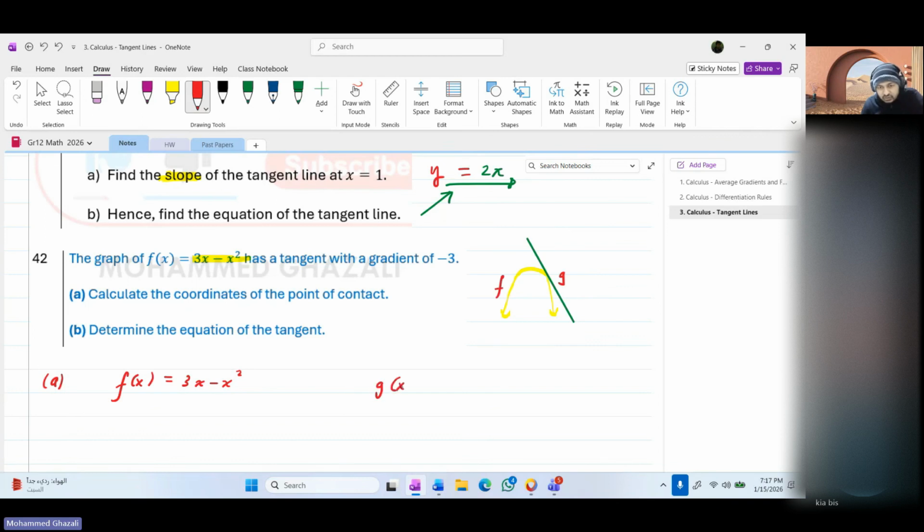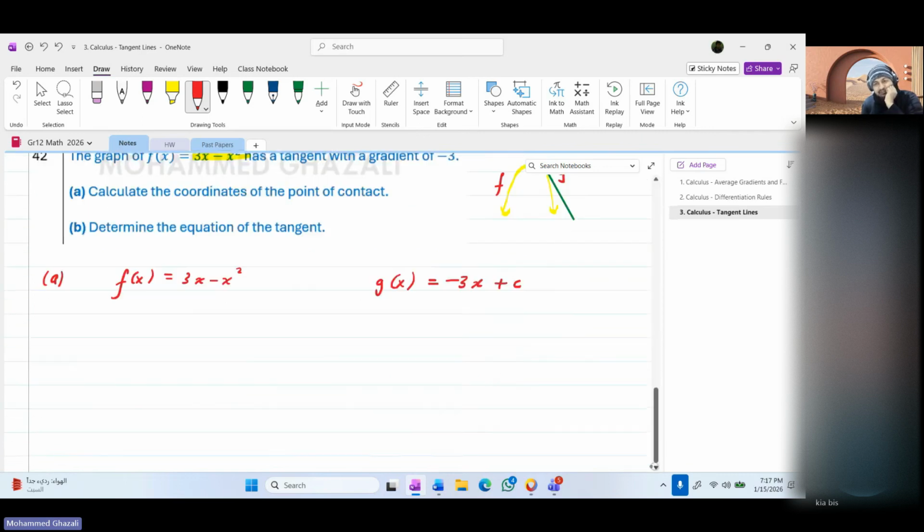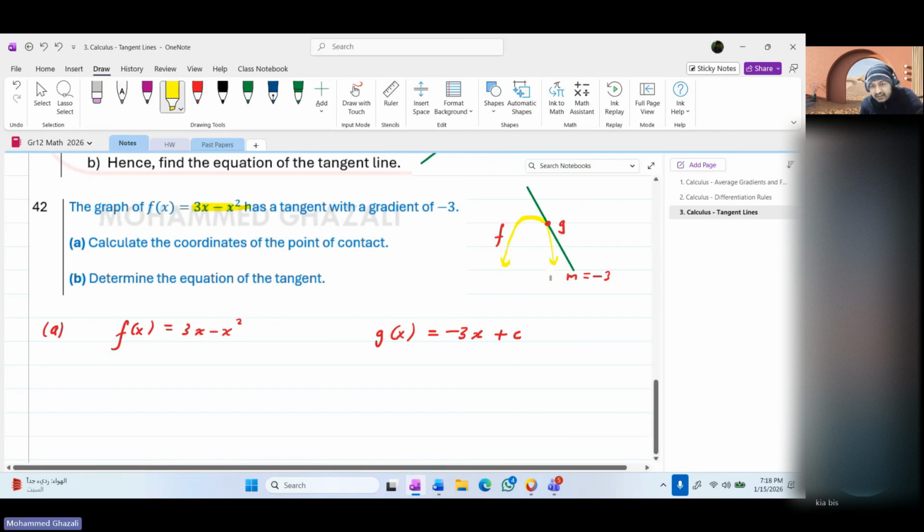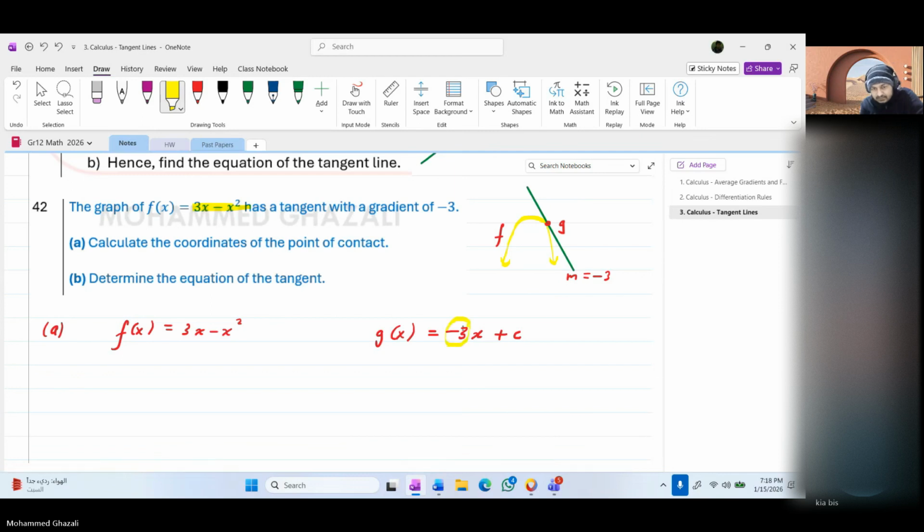So what is the graph of g so far? We know the gradient is -3, so we get -3x plus c. Calculate the coordinates of the point of contact. How are we going to find the point of contact? Right, we know what the gradient is. The gradient is -3. Now the question is, how did we get the gradient of -3?